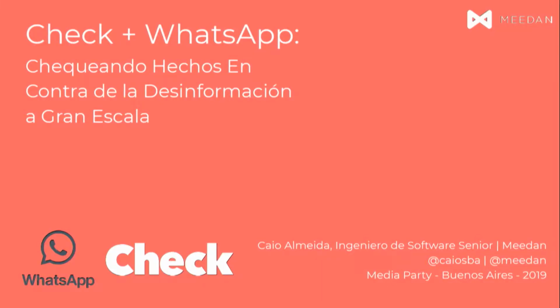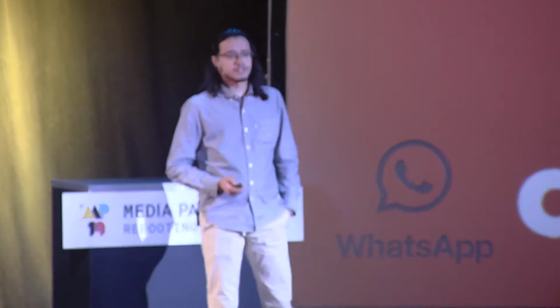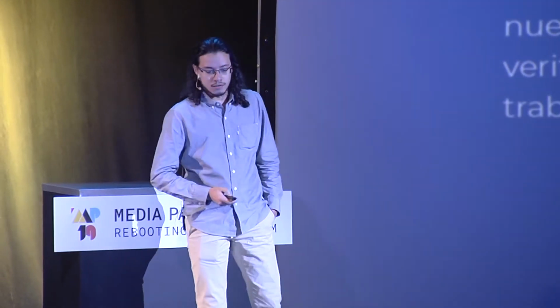I'm going to present our recently released integration between Check and WhatsApp, which we are calling Check Message, which is like a solution to try to verify content at a large scale, which is the case on some messaging apps like WhatsApp. So I'm a senior software engineer at Meedan, which is a company from the United States, and we have been working on these kinds of things, like to verify misinformation on the internet for a long time.